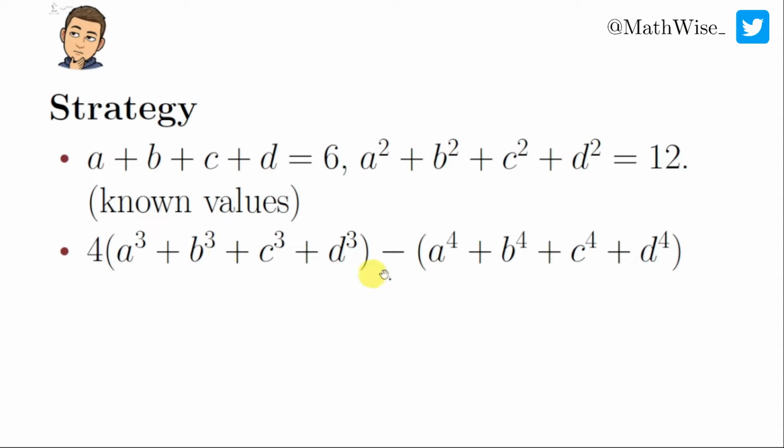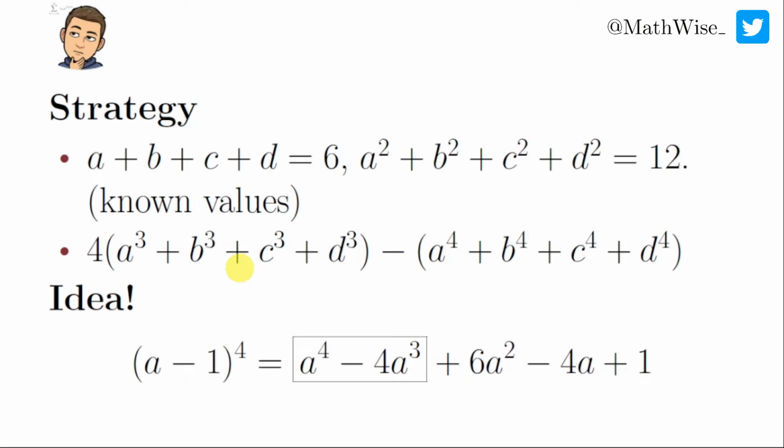4 times the sum of cubes minus the sum of powers of 4. How can we do that? How can we use something simple to have an inequality for this? We have here powers of 4, powers of 3, powers of 2, and powers of 1. We need that information. Maybe the idea is that we might want to use this, a minus 1 to the power of 4. Because this is exactly a to the power of 4 minus 4 times a cubed.